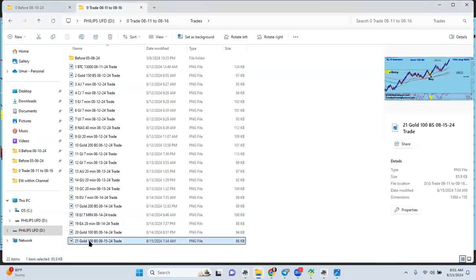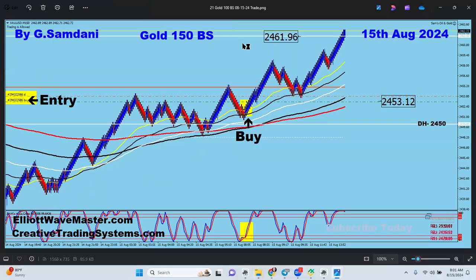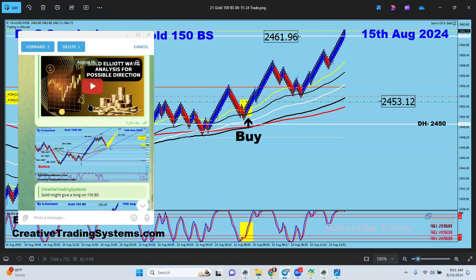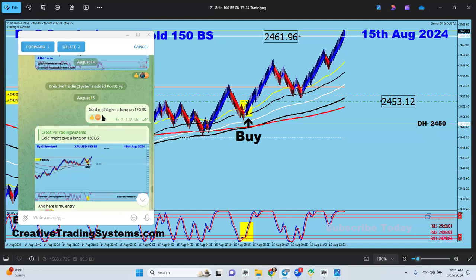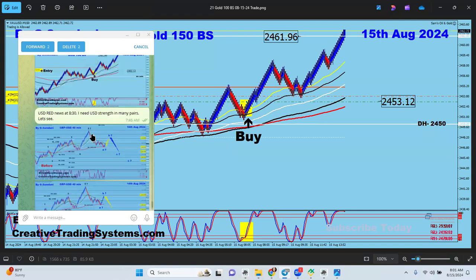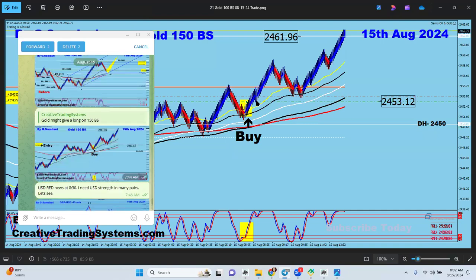The other one I just closed. And this one I posted on the Telegram as well. See that? Nice and clean. I posted on the Telegram that gold might give a long on 150 BS. Then I posted my entry here. And then finally, this is the whole trade. I just closed at 24.62 because the news is about to come, and anything can happen. So I don't want to lose what I have now.